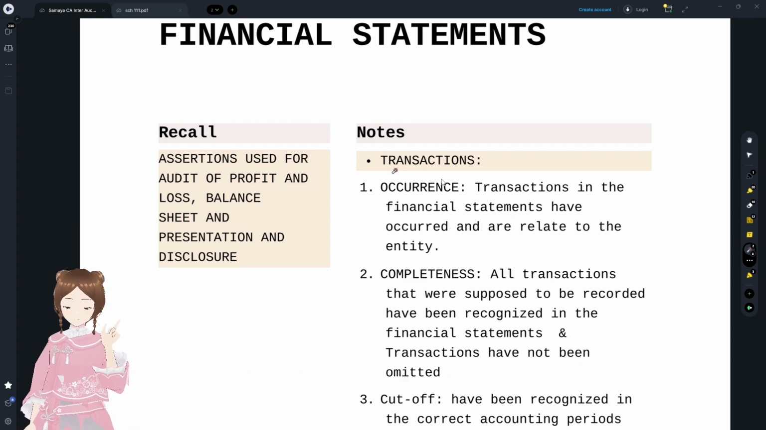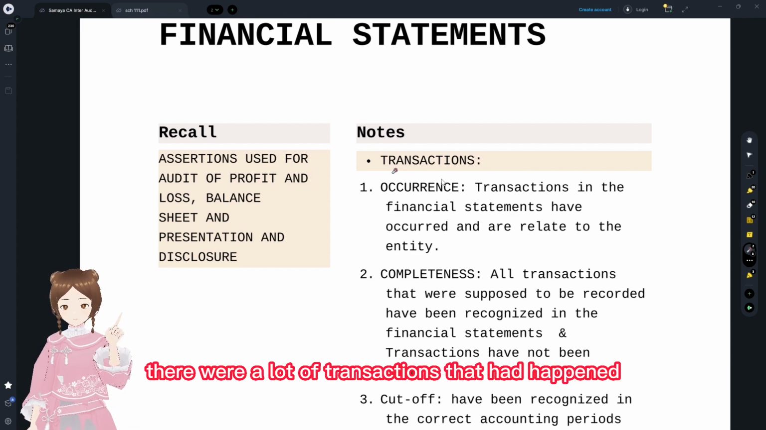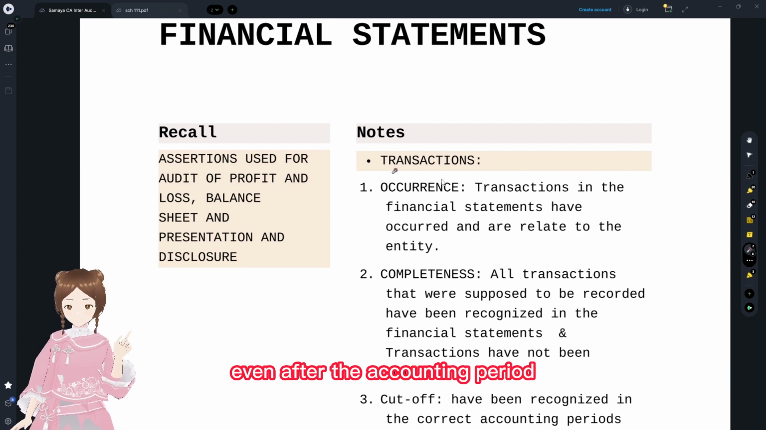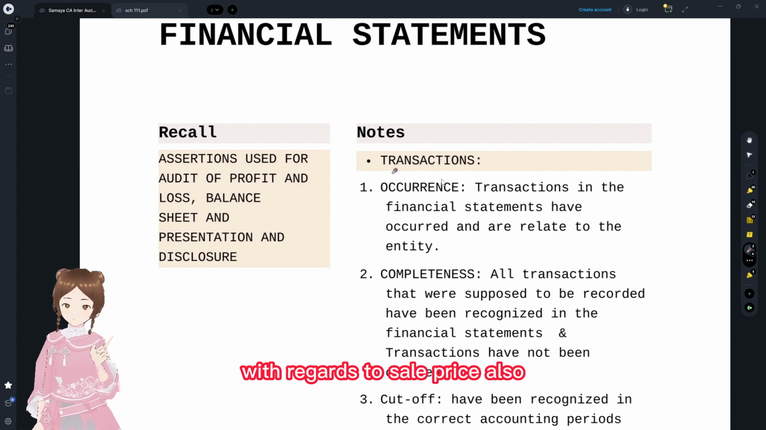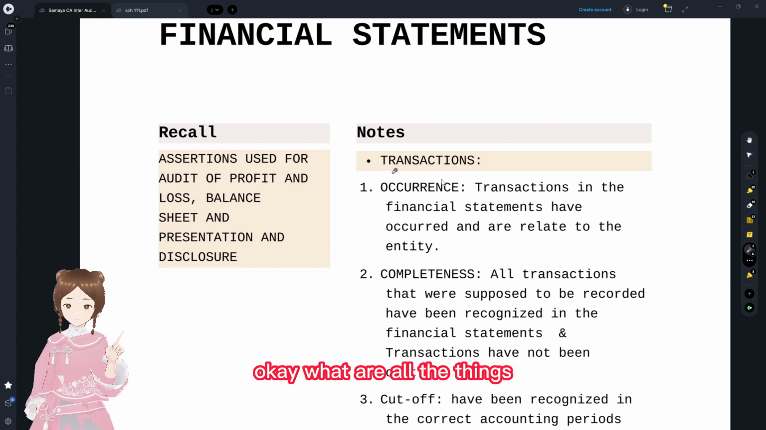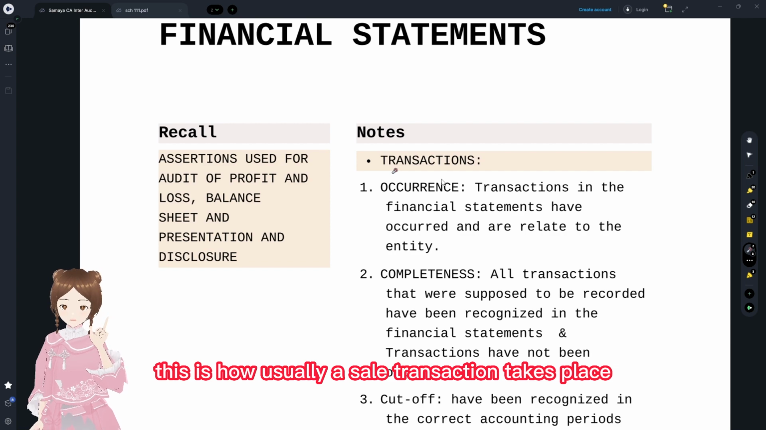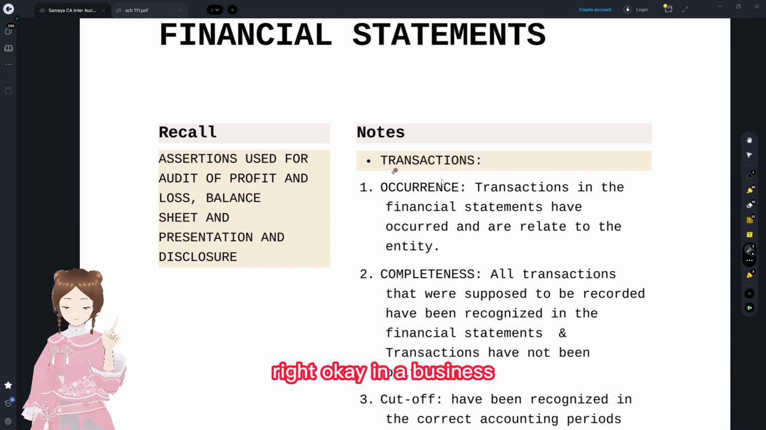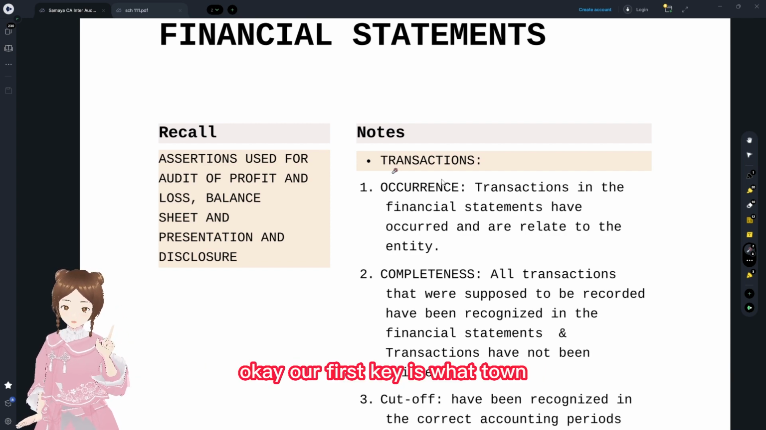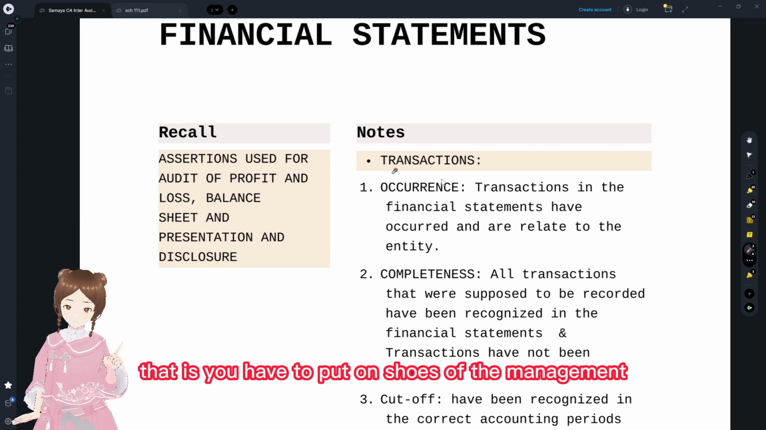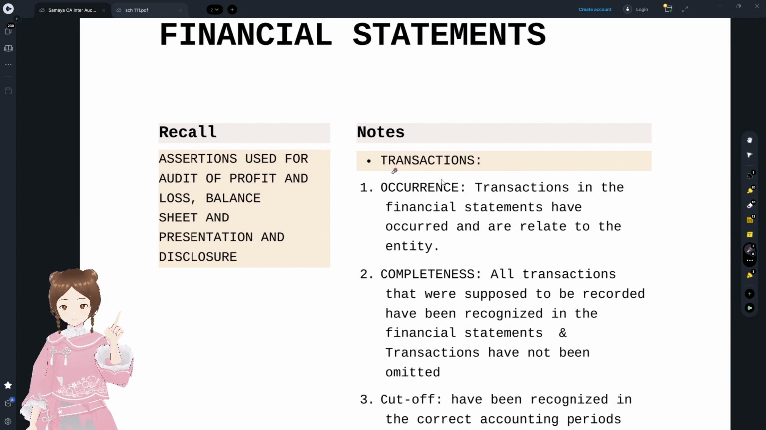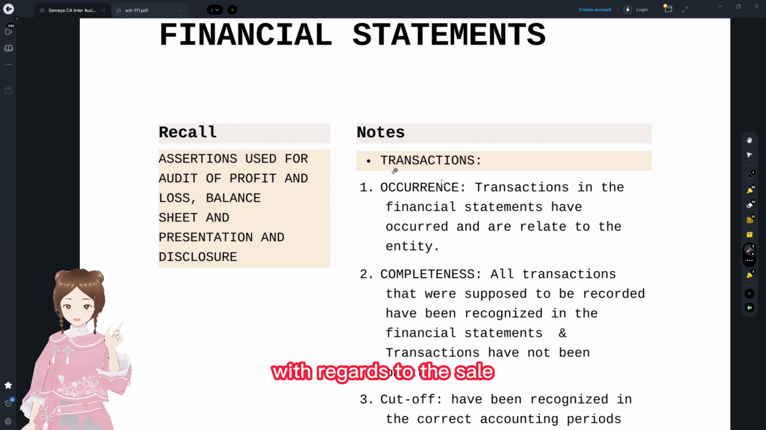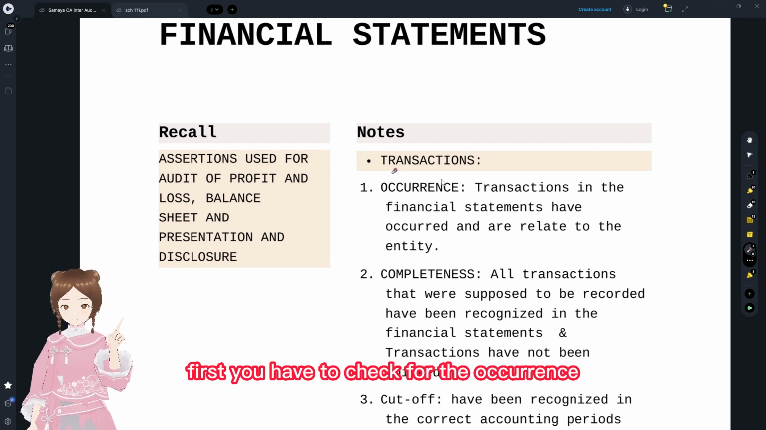Later on, a lot of transactions happen even after the accounting period. And there are a few discounts given with regards to sale price also. This is how a sale transaction usually takes place in a business. Our first key is sound business principles. That is, you have to put on the shoes of the management, the one who is doing the business. With regards to the sale, first you have to check for occurrence.